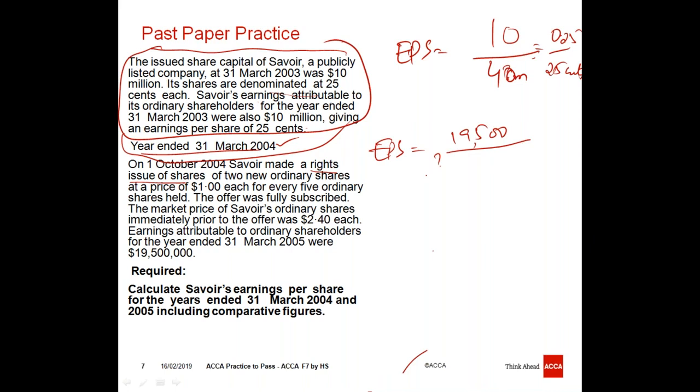Okay, how did we get 40? The question from the student is how did we get 40. 40 million is calculated here as there are $10 million, so the number of shares is calculated by dividing by the par value. The par value of each share is mentioned here, that is 25 cents each. We got the value of 40 million shares.